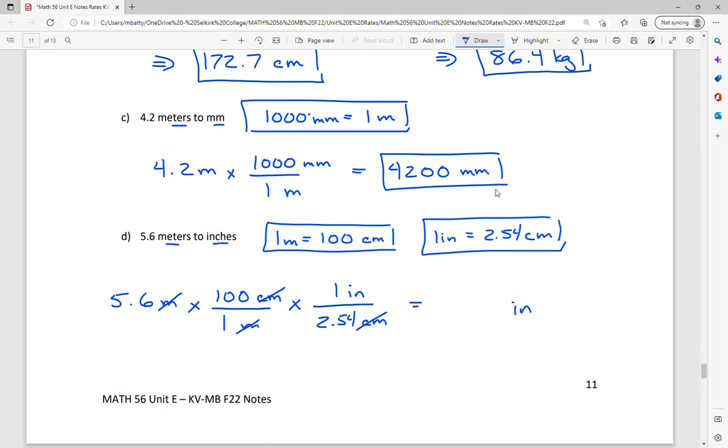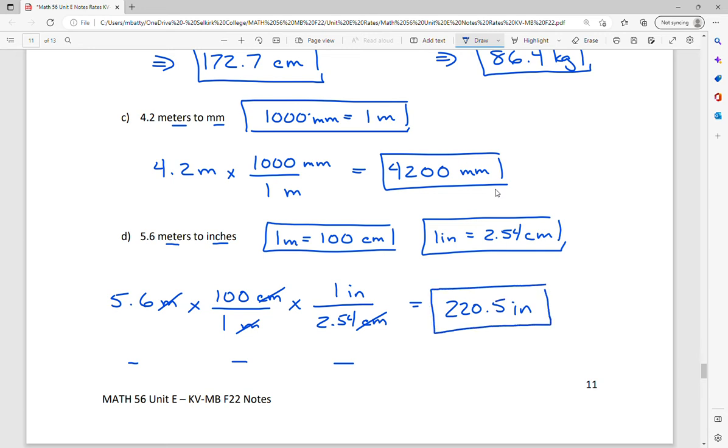So on my calculator, that's 5.6 times 100 divided by 2.54. Punch that in correctly. If I do that in this whole page, I'm rounding to 1 decimal. If I need to, that's 220.5 inches.